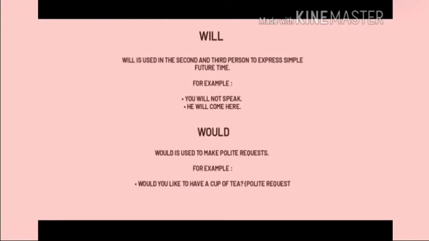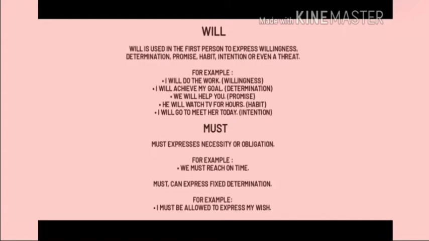Next, will is used in the second and third person to express simple future time. Would is used to make polite requests. For example, he will not speak. He will come here. Would you like to have a cup of tea? This is polite request.